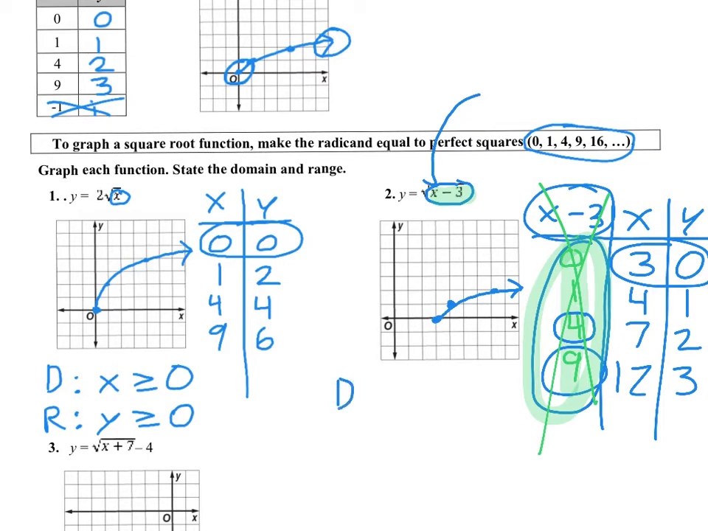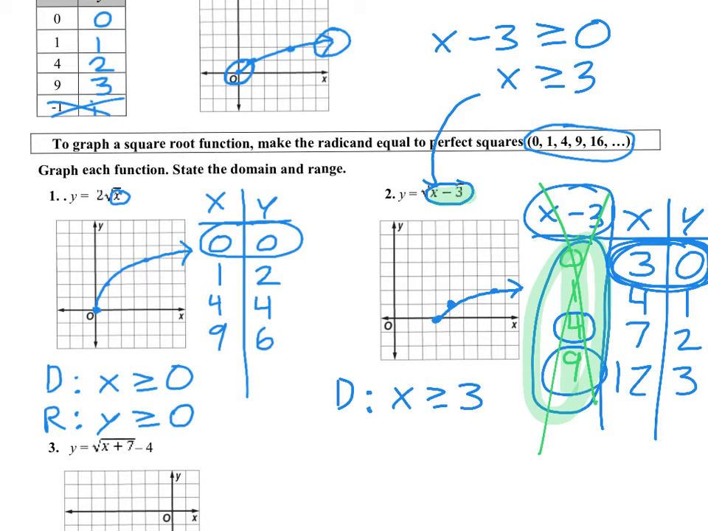Okay, so the domain for this one is x is greater than or equal to 3. Remember, you take the radicand, and that has to be greater than or equal to 0. If you solve that, you get x is greater than or equal to 3. And recall that I said the first coordinates, those numbers, will tell you what to put in the domain and range. Looking at the graph, we know the lowest y value on there is 0, and it's just going to slowly go up from there.